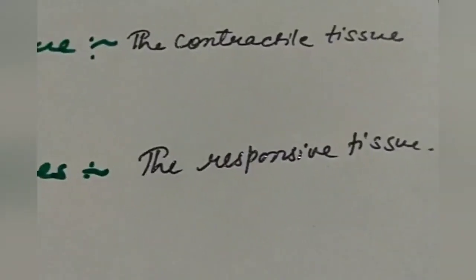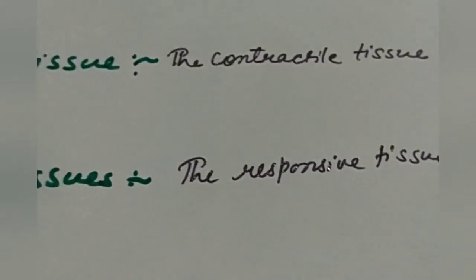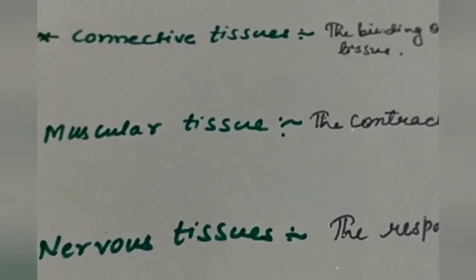The epithelial tissue forms the outer covering or the protective layer. So you can refer to it as the covering or protective layer. The connective tissue is the binding or supporting tissue, muscular tissue is contractile tissue, and the nervous tissue is responsive tissue. The uppermost layer of the skin which you see is built up of epithelial tissue.